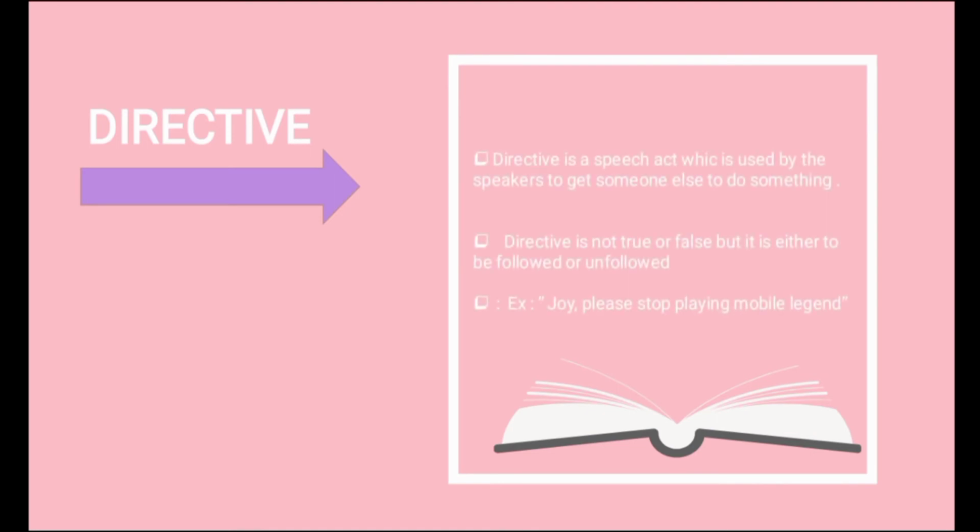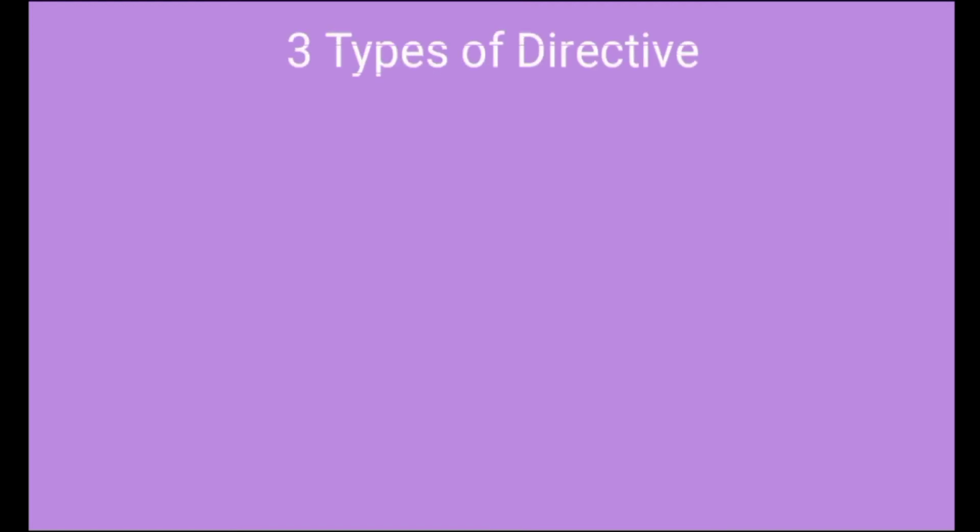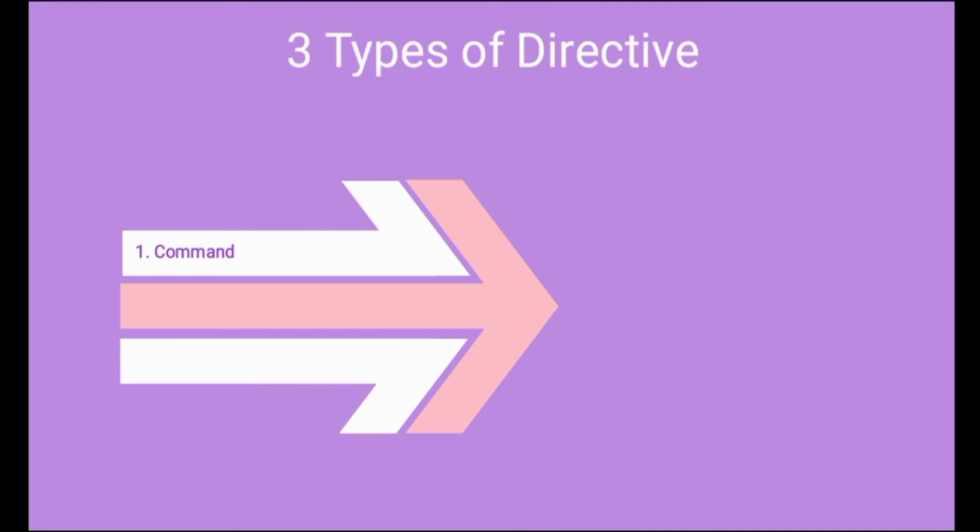Directive is a speech act which is used by speakers to get someone else to do something. A directive is not true or false, but it is either followed or not followed. For example, when a mother says to her child, "Joy, please stop playing Mobile Legends," it is an example of a directive. There are 3 types of directive. The first is command, the second is request, and the last is suggestion.